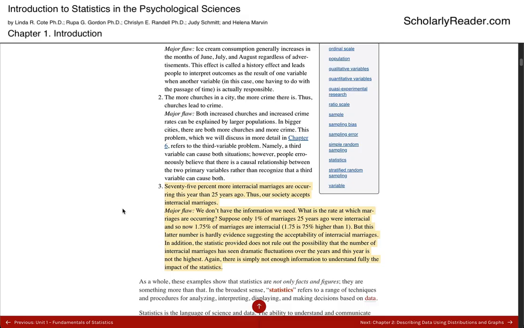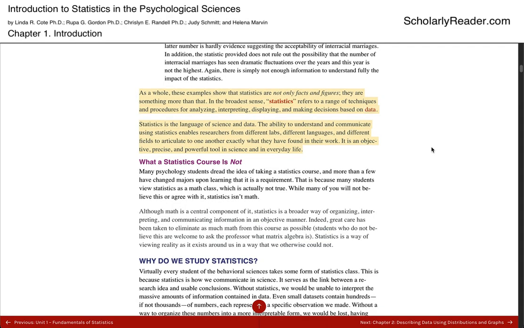In addition, the statistic provided does not rule out the possibility that the number of interracial marriages has seen dramatic fluctuations over the years, and this year is not the highest. Again, there's simply not enough information to understand fully the impact of the statistics. As a whole, these examples show that statistics are not only facts and figures. They are showing something more than that.